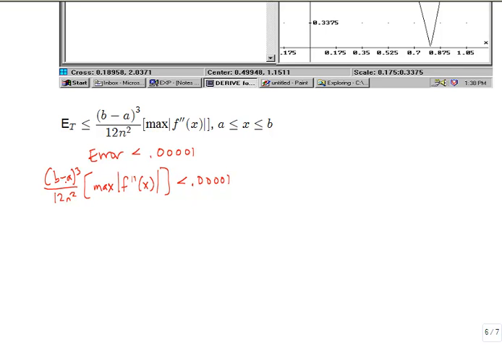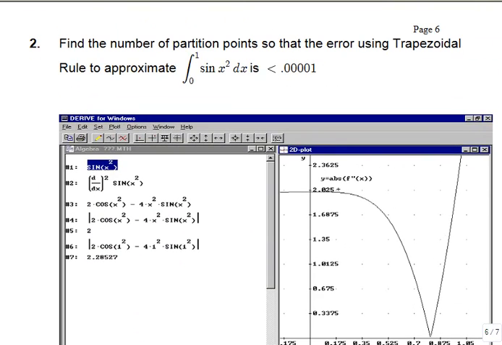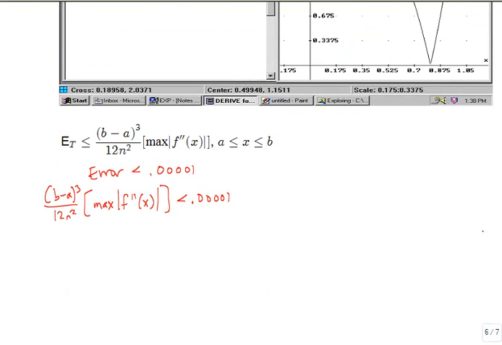So do we know b, do we know a, do we know n? We don't know the n, but we know the a and the b from our integral. A is 0, b is 1. So I know my b and my a. That's just going to be 1 minus 0. We don't know the n. That's what they're asking us to find. So I'm going to leave this as an n squared.